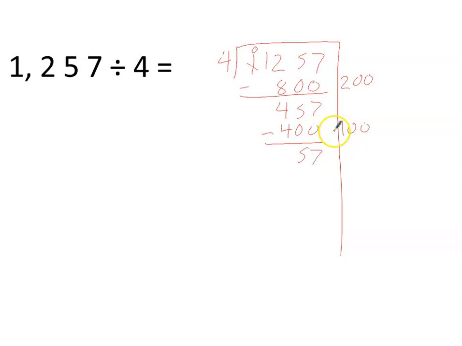So it's got to be less than 100. 10 groups of 4. That would be 40. That gets me to 17. And now I know it's got to be less than 10, so I can probably just figure this one out. Let's see, 4, 8, 12, 16, 20. Oh, 20 would be too much, so it must be 16. 4 groups of 4 would be 16. I subtract, I get 1. Add it up, I got 310, 314. Remainder 1.